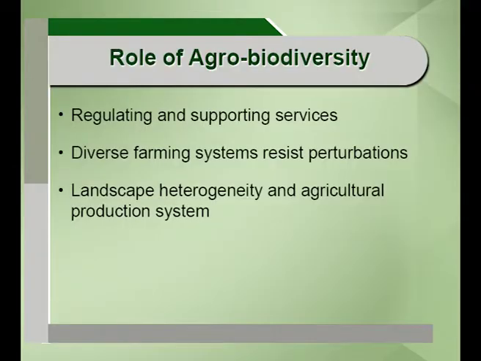And this agrobiodiversity has a lot of roles to play. It can be a regulating role or supporting services. When I say regulating role, nutrient cycling is a very important role. When you go for proper, efficient utilization of nutrients that are available in the soil, the crop yield can be increased. And there are other supporting services also.